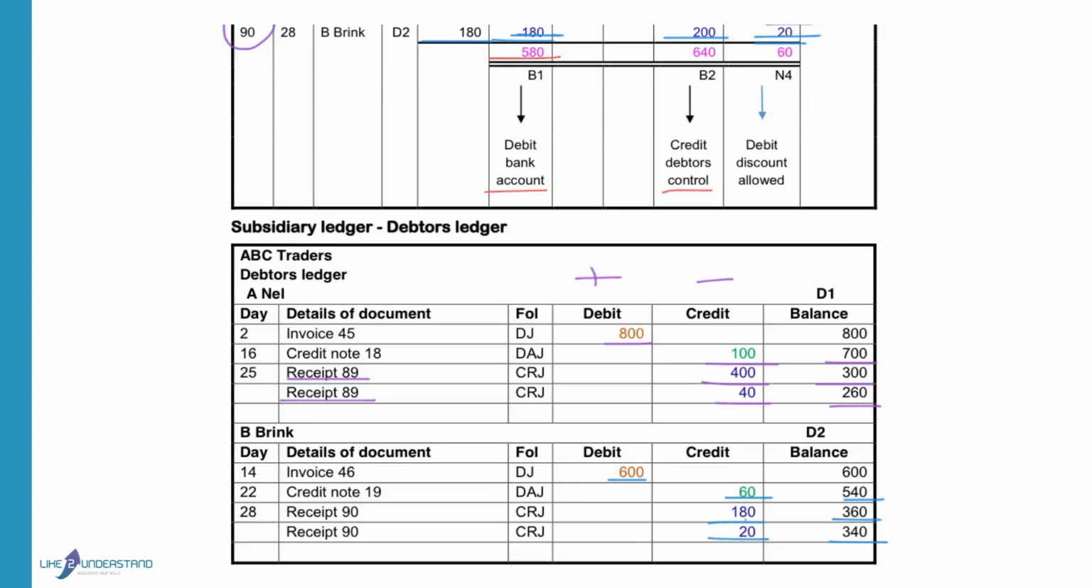Discount allowed is an expense. Expenses increase on the debit side, so we will debit the discount allowed account. And if we debit the bank account with the 580 and we debit the discount allowed with the 600, the two together equals the amount that we will put into our debtors control on the credit side.